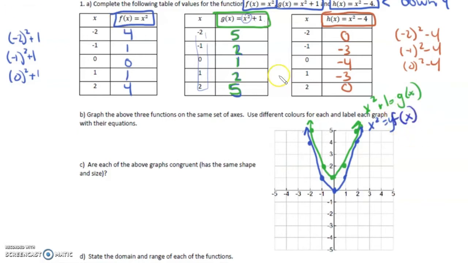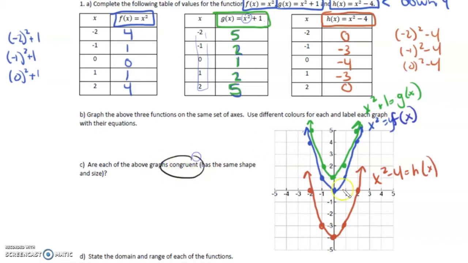Okay, and then if we take our h at x, we're going to notice that this is going to graph here. So this is going to be x squared minus 4, and this is our h at x. Okay, so we have these three graphs now. Okay, so the question is, are these congruent? Okay, so all three of these graphs are congruent. If you took the blue one and you shifted it up, you're going to get the green one. And if you shifted it down, you're going to get the red one. So yes, they are the same shape and the same size.